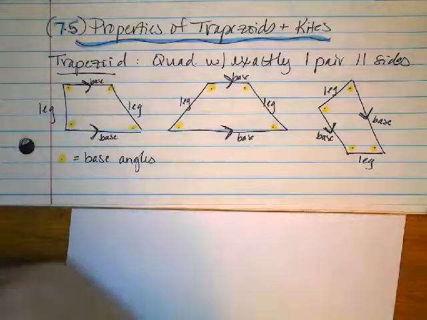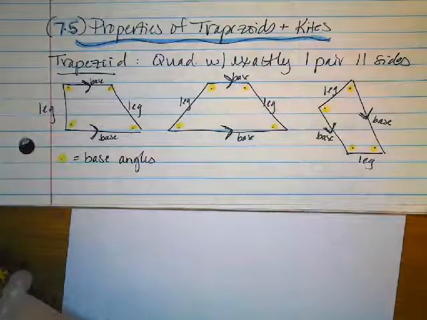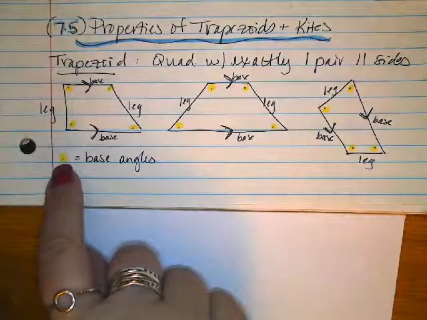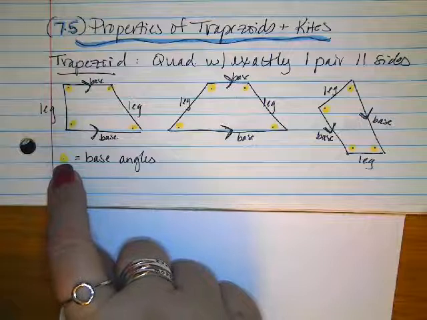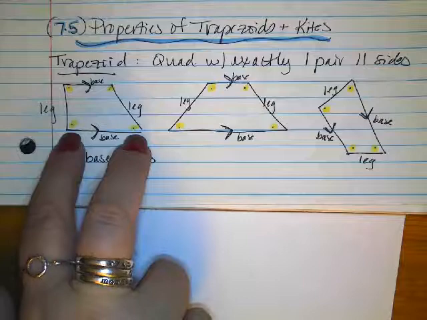So kind of similar to a triangle, we talk about a base and we talk about legs. It happens the same in a trapezoid. The other thing that's important to note are these little yellow dots that I made. Those are called base angles. So they're basically the insides of those trapezoids.